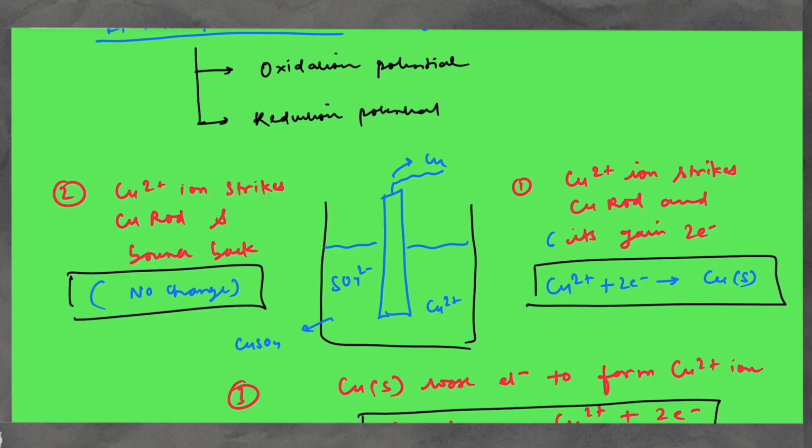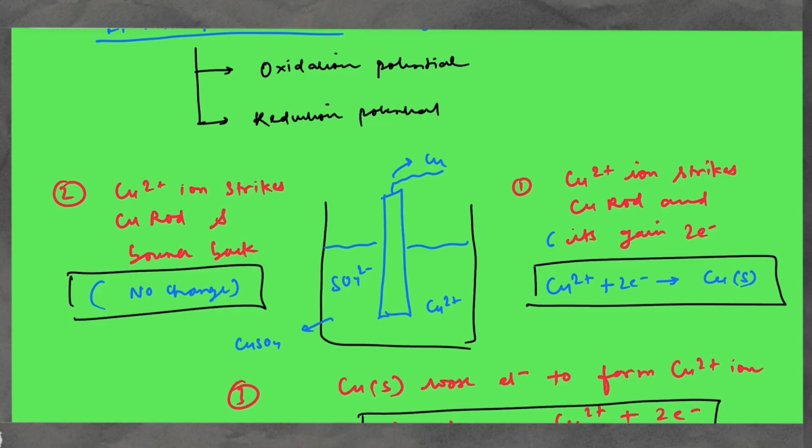Among all the three, which will occur is decided by the element, whether it wants to lose electron or it wants to gain electron. So that's why we have a concept of two types of processes, that is oxidation and reduction. If that element has tendency to gain electron, then we are going to calculate reduction potential.